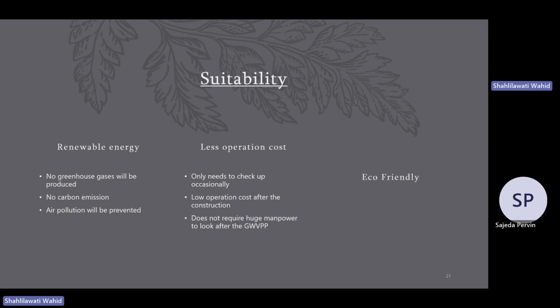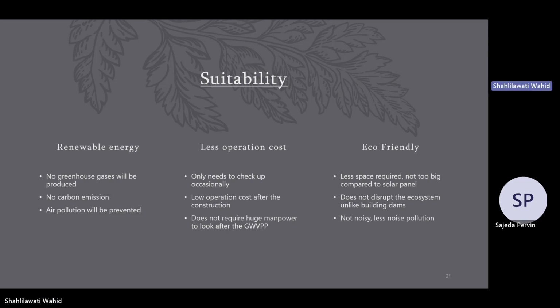First of all, the energy produced by GWVPP is renewable due to its energy being generated through the momentum of water. So there will be no production of greenhouse gases, which therefore prevents air pollution. Secondly, less operation cost, as GWVPP doesn't need to be checked on every day. It just needs to be checked on periodically, and it doesn't require huge manpower to look after it.